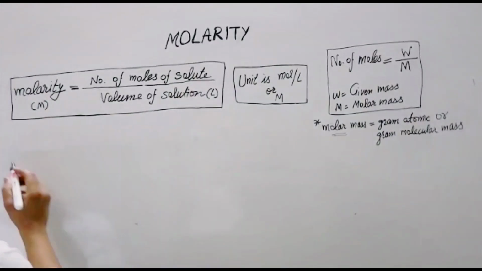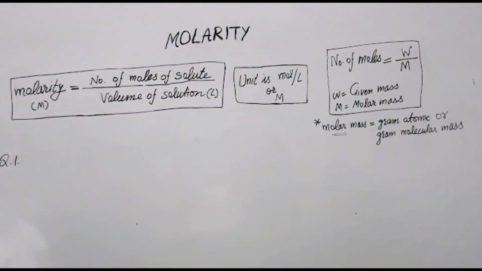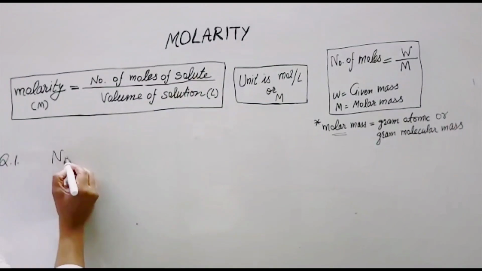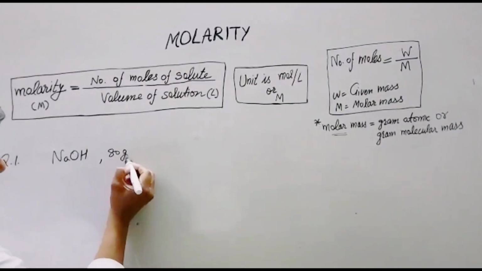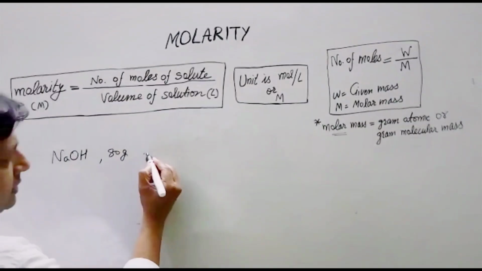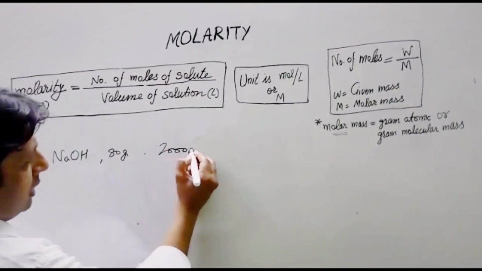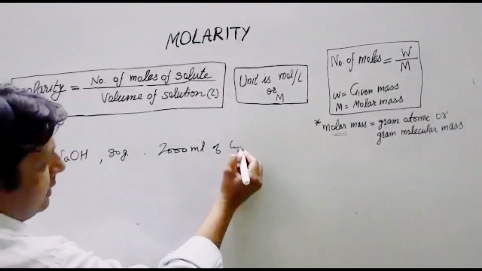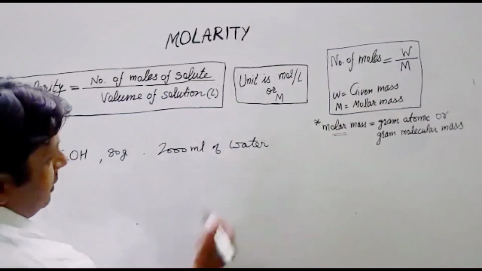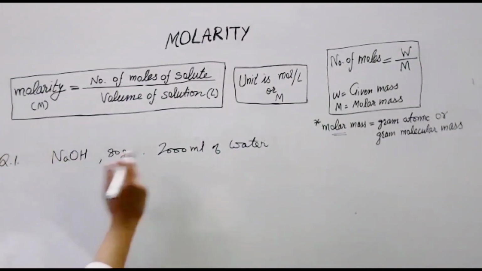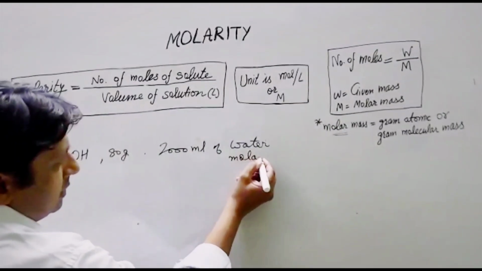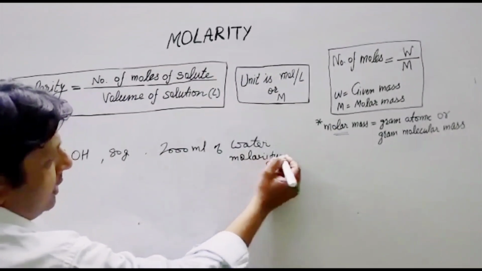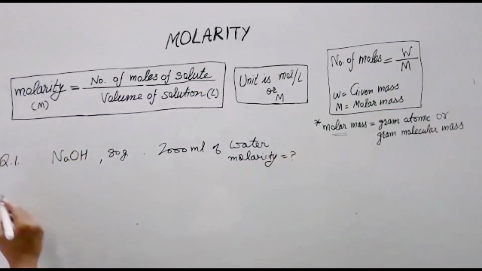Now we find the molarity with an example. Suppose we have sodium hydroxide which is 80 gram and it is dissolved in 2000 milliliter of water. Now the question is, what is the molarity of the solution so formed? Let us see how to solve this question.